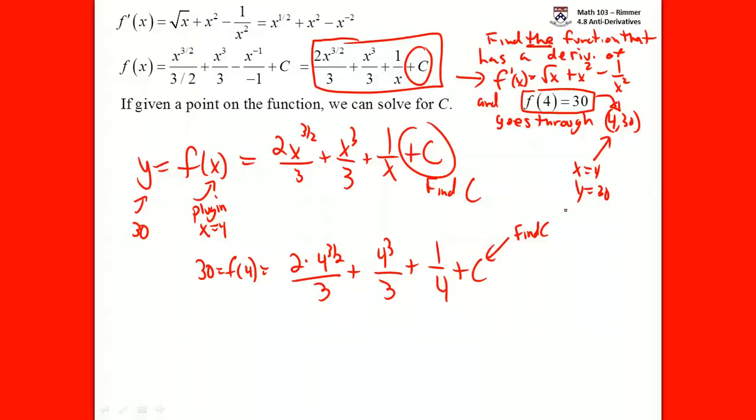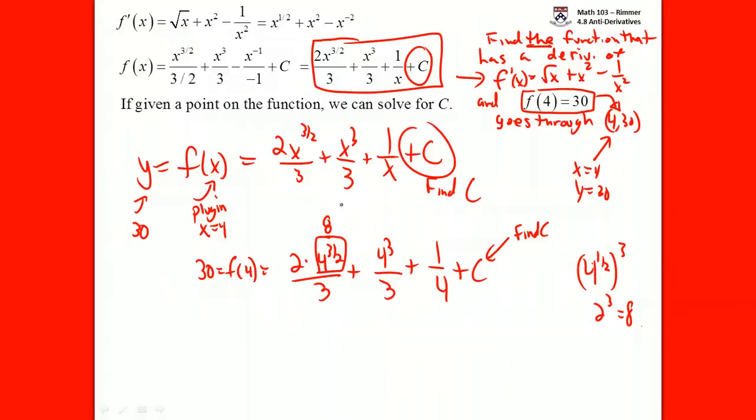How do you raise 4 to the 3/2 power without a calculator? You raise 4 to the 1/2 power, and then you cube it. Because 4 to the 1/2 power is the square root of 4, which is 2. So it's 2 cubed, so it's 8. Great. This in disguise is an 8. Now go do the rest of it. I know it's fraction addition. You can do it though. 16/3.